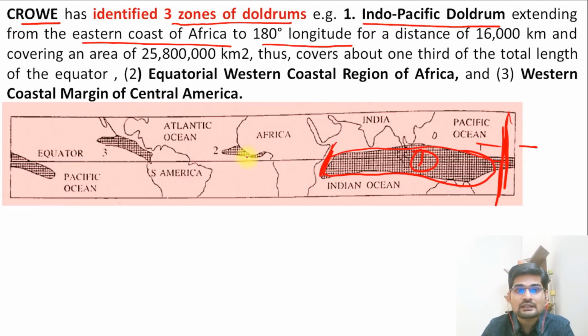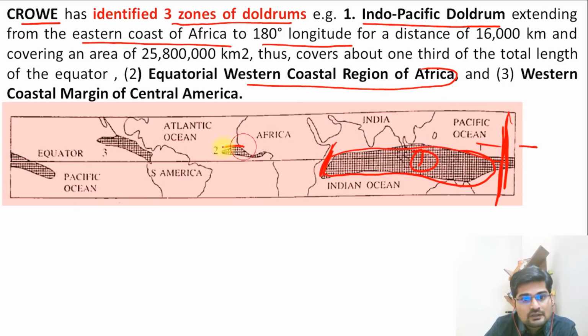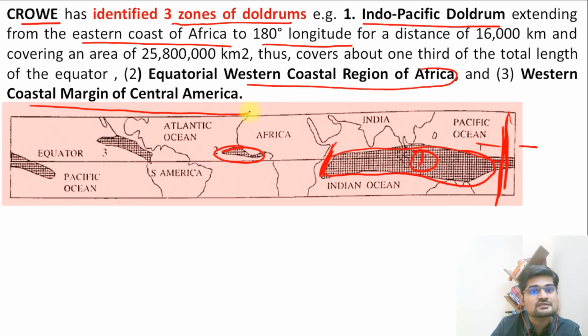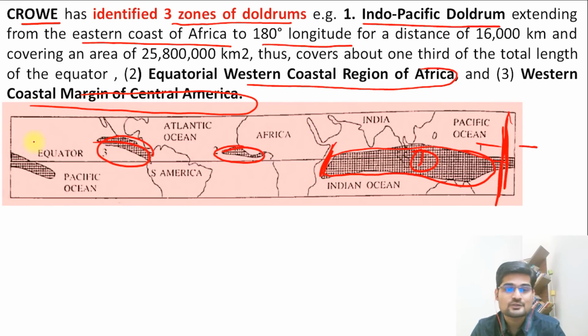Then the next one is the equatorial western coastal region of Africa. This particular zone is also known as a doldrum. And then we have the western coastal margin of Central America, and this is also called a doldrum. So 3 doldrums have been identified on the world map that you can draw and practice for yourself.